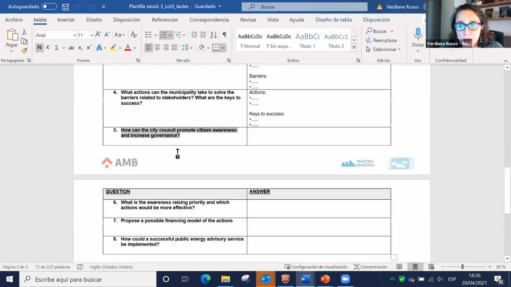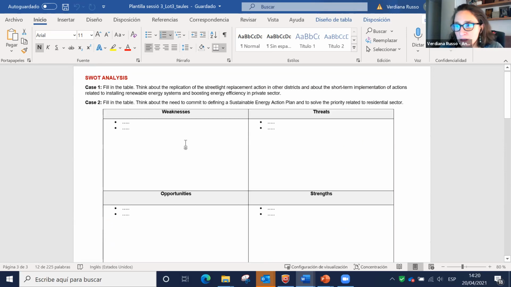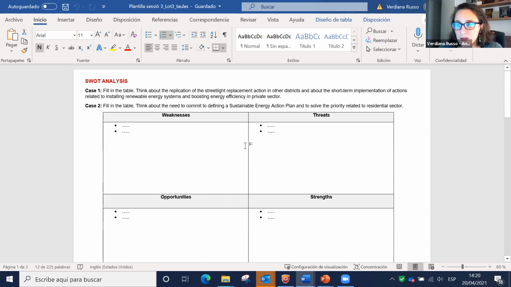So this is the explanation of the case. Perhaps we can go to the different rooms, Gemma, and we can start.